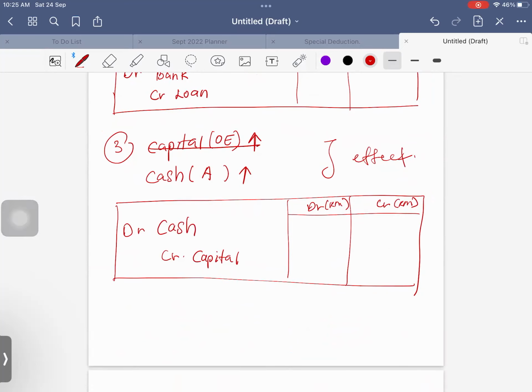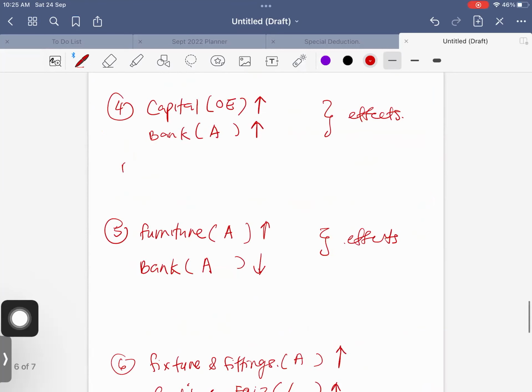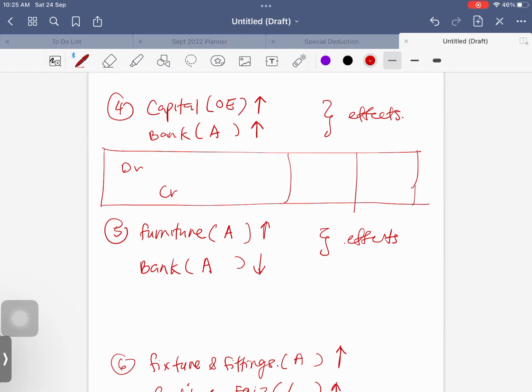Senang. Journal ni, debit credit senang je sebab dah ada formula kan. The susah one is the effect one. Okay, next. Debit. Dah lama-lama dah tak ada box, sebab nak cepat kan. Okay. Debit here, credit here. Okay. Alhamdulillah. RM.